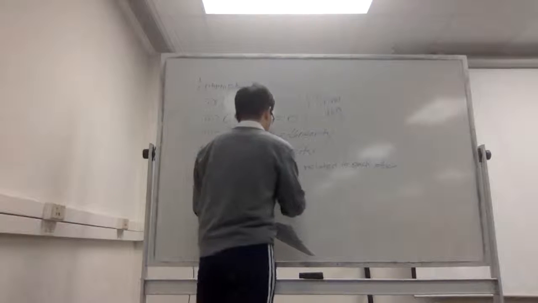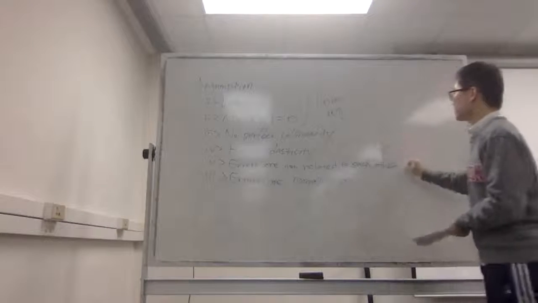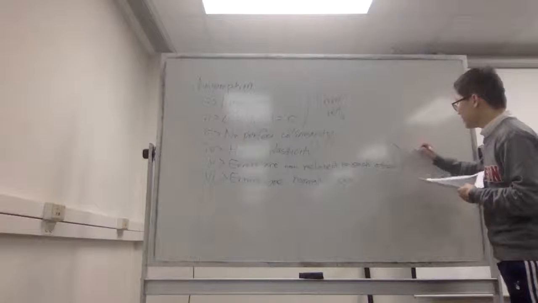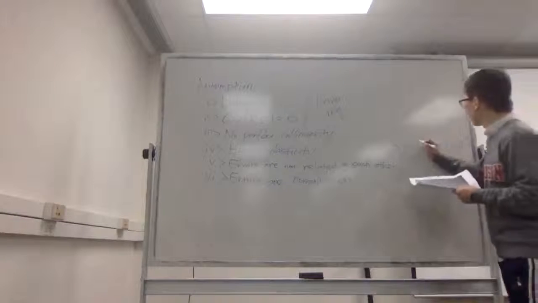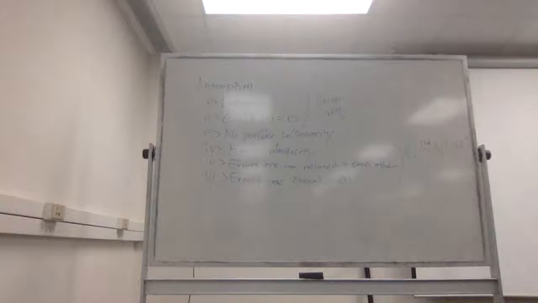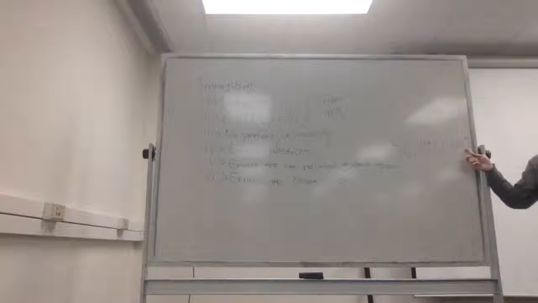And errors are normally distributed. These three assumptions are summarized as: e_i follows a normal distribution of 0, sigma squared, which is the normal distribution whose mean is 0 and whose standard deviation is sigma.